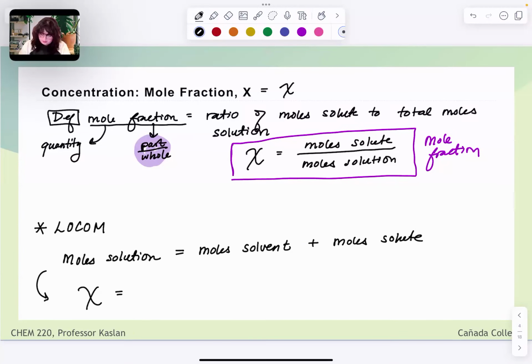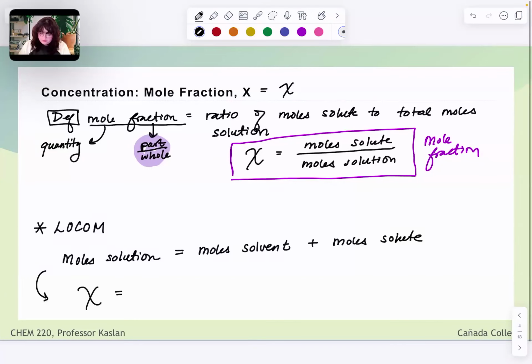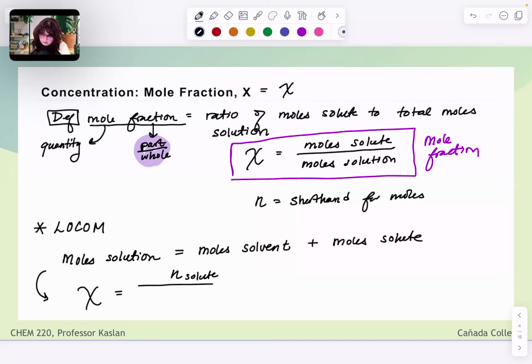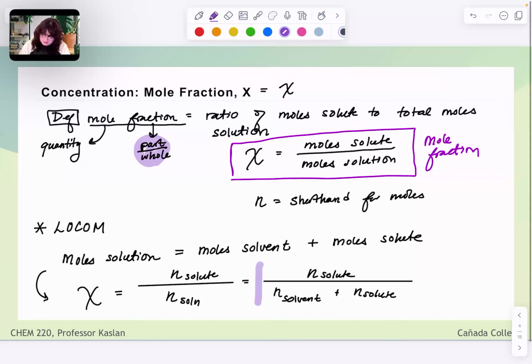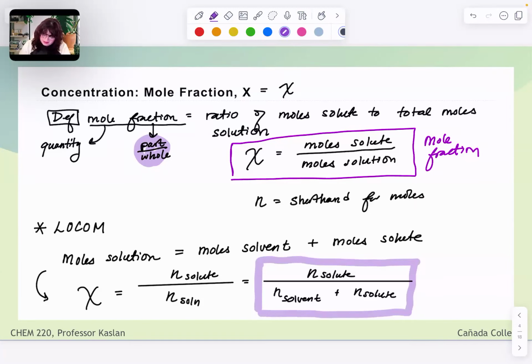So if I wanted to, I could re-express mole fraction by saying this is moles of solute, and I'm now going to use lowercase n as a shorthand for moles. This is moles of solute over moles of solution, which, applying our law of conservation of matter, is our moles of solute over the sum of our solvent and solute moles. I think it's good to keep this expanded version of mole fraction in mind, just so that we're not forgetting one of the most important rules of physics, right? The law of conservation of matter.